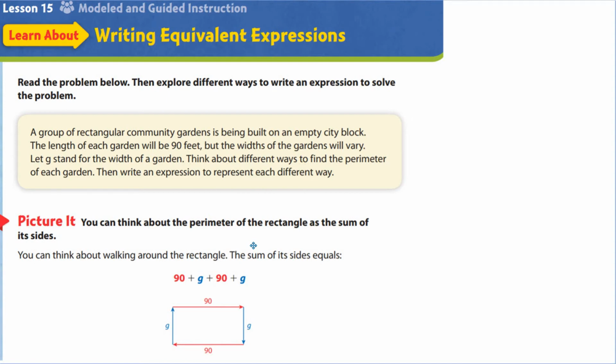Let's picture it. You can think about the perimeter of the rectangle as the sum of its sides. So you can think about walking around the rectangle. The sum of its sides equals, ready? You got the 90 feet, right? The length. And then you got the G for the width, 90 and G. So think about walking around the garden, and that's why they have the 90 plus G plus 90 plus G.